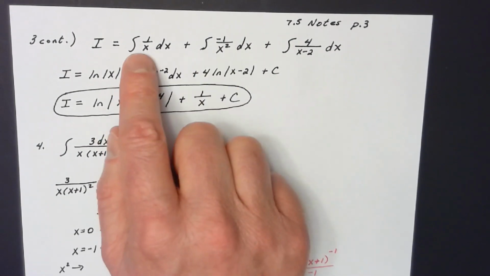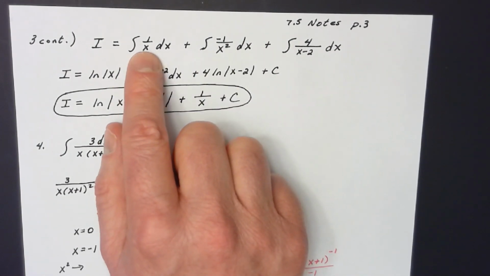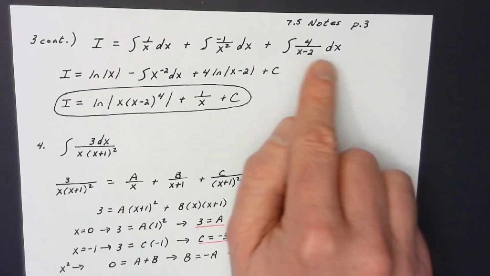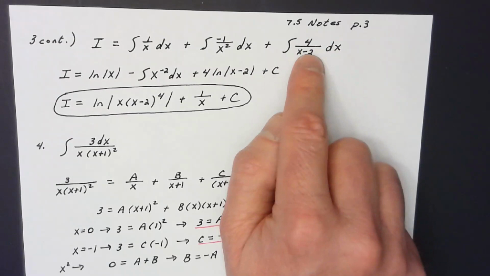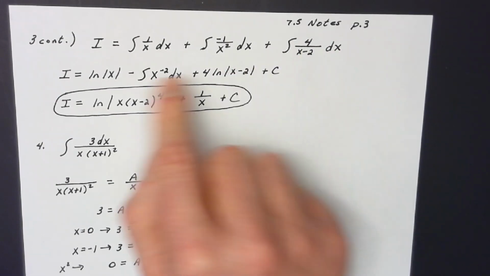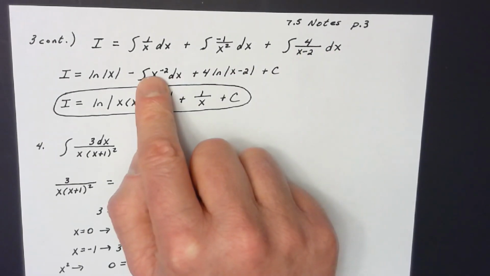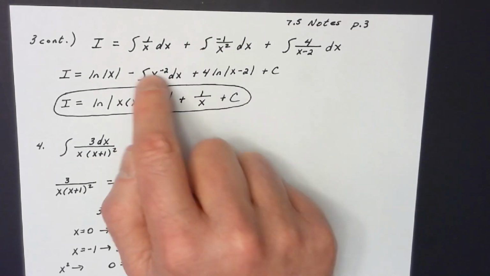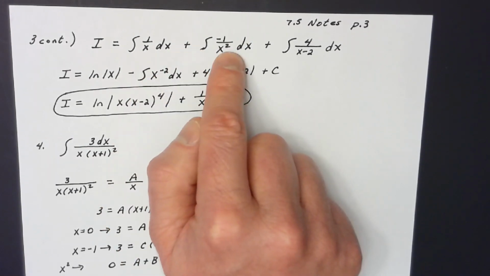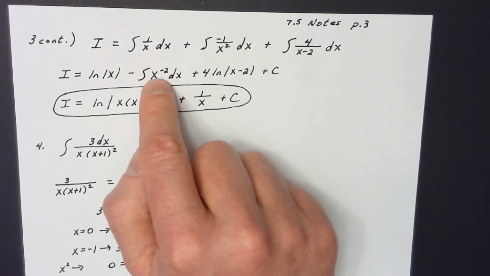So you say, well, okay, the first one is going to integrate to be the natural log of x. The last one, that 4 could come out, and you would have plus 4 natural log of x minus 2. That second one, however, what I've gone ahead and done here is I said, well, that -1 could come to the outside, and then I would have x squared in the denominator. That's just x to the -2.